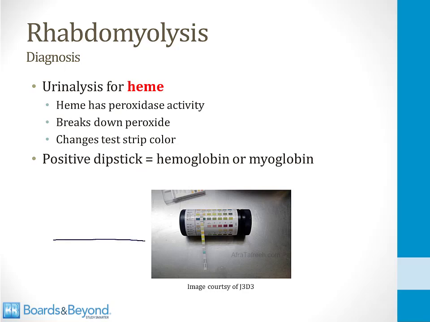If you do a dipstick test of the urine, like I've shown in the screen here, it will be positive for heme. Remember that there is heme in myoglobin, and myoglobin is present in the urine in patients with rhabdomyolysis. The way this test works is that heme has peroxidase activity, which means it can break down peroxide, and this changes the test strip color when you do a urine dipstick test. So a positive dipstick for heme means either hemoglobin or myoglobin is present in the urine.